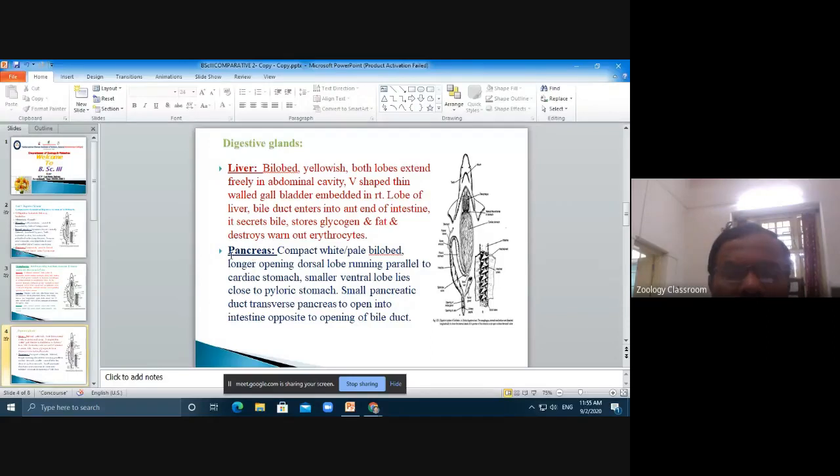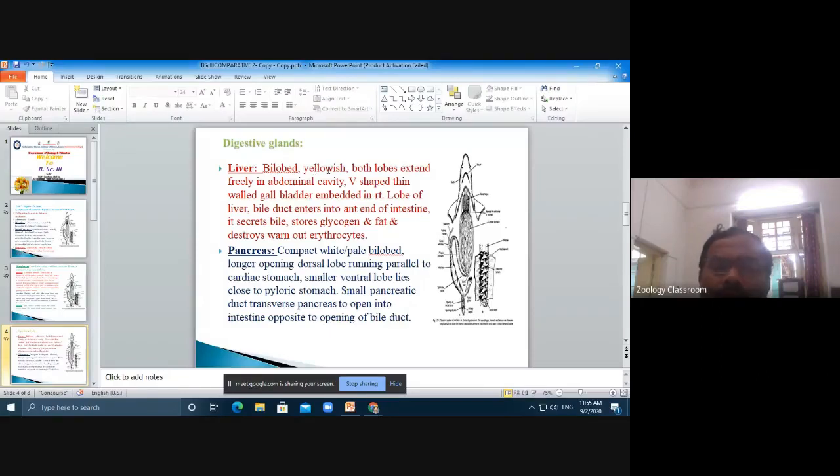Now come to the another gland, that is the pancreas. The pancreas is a much compact gland. It is a white or pale bilobed gland. This gland shows two lobes: the longer lobe is called the dorsal lobe, running parallel to the cardiac stomach, and the smaller lobe is called the ventral lobe, close to the pyloric stomach. Meaning one lobe of the pancreas is close to the cardiac stomach, and another lobe is close to the pyloric stomach. In that fashion, the pancreas is also bilobed, similar to the liver, but it is whitish, while the liver is yellowish in color.